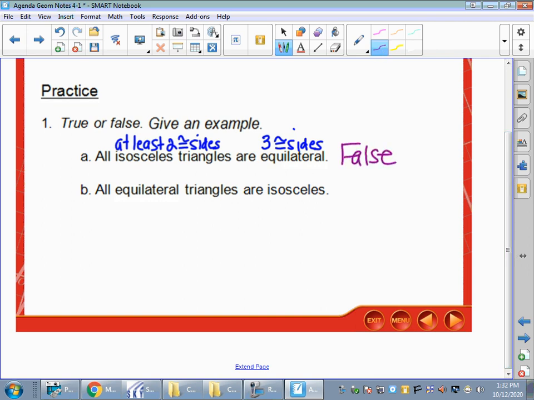So what about statement B then? All equilateral triangles are isosceles. So do all triangles with three congruent sides have at least two congruent sides? Why, yes, they do, right? So that would have to be true. So something to think about. We'll do that with a couple other shapes as well.